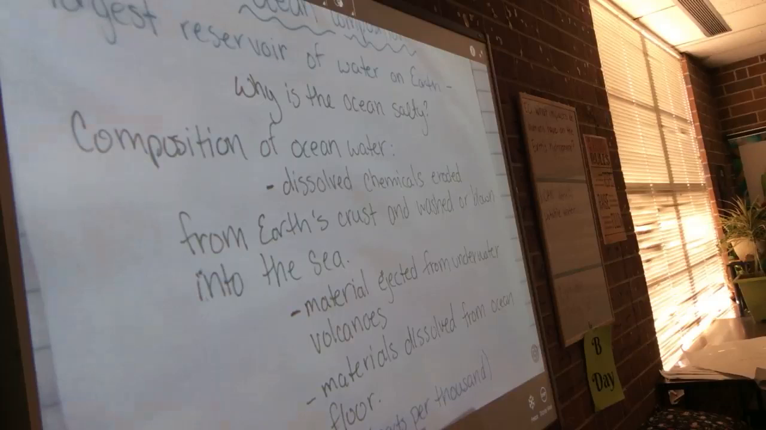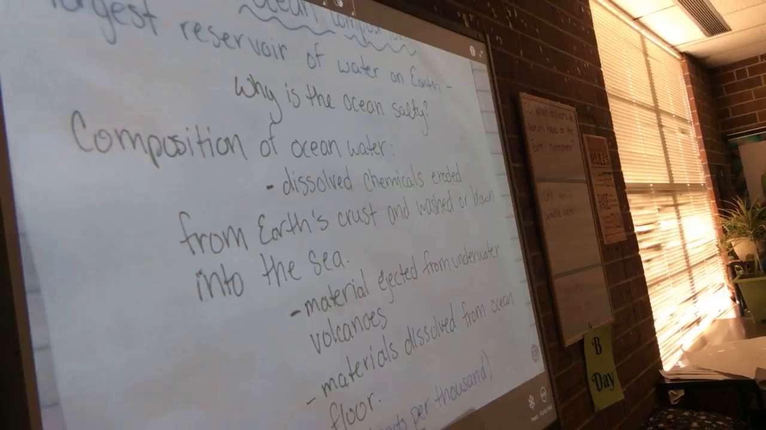There's also material that comes from volcanoes that are underwater. Most of Earth's volcanoes are underwater. That's where we get our new crust for the Earth, because the crust is constantly recycling. So when we get new crust, that's underwater, from these underwater volcanoes. The stuff that comes out from the volcanoes is mixing in with the water and dissolving into the water. So that's adding to the salinity.